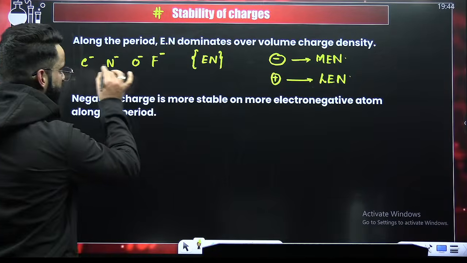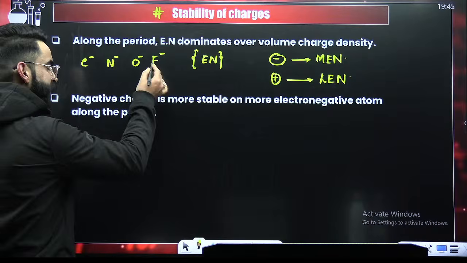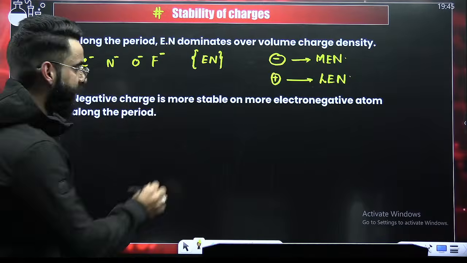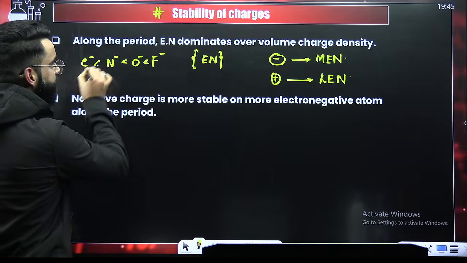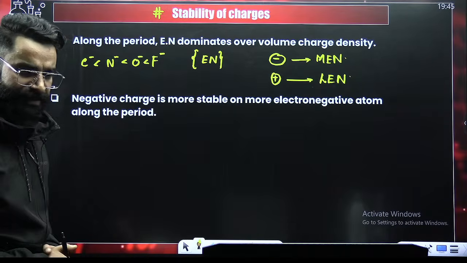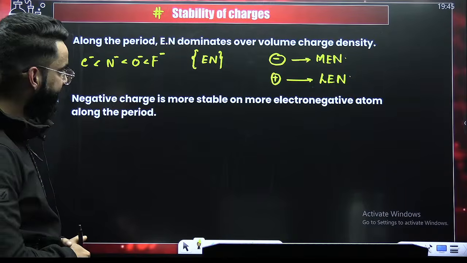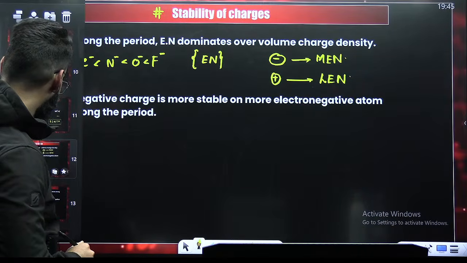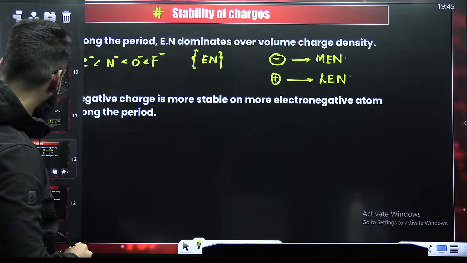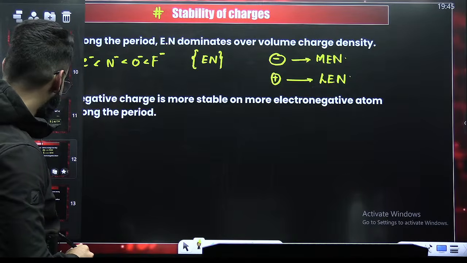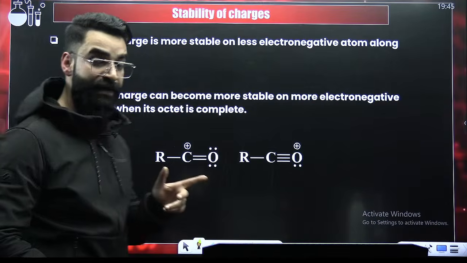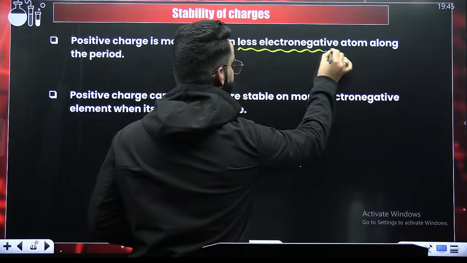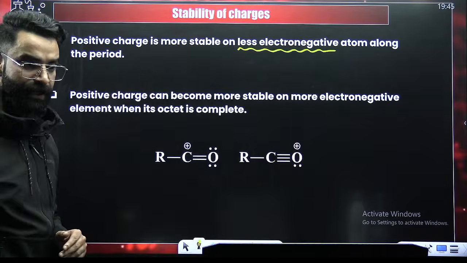For example, I have to talk about the stability of these charges. Chlorine carrying negative, oxygen carrying negative, nitrogen carrying negative, carbon carrying negative. Negative charge is more stable on more electronegative element, so this is going to be the order of stability. I believe this is clear to everyone. Negative charge is more stable on more electronegative element, and positive charge is more stable on less electronegative element.